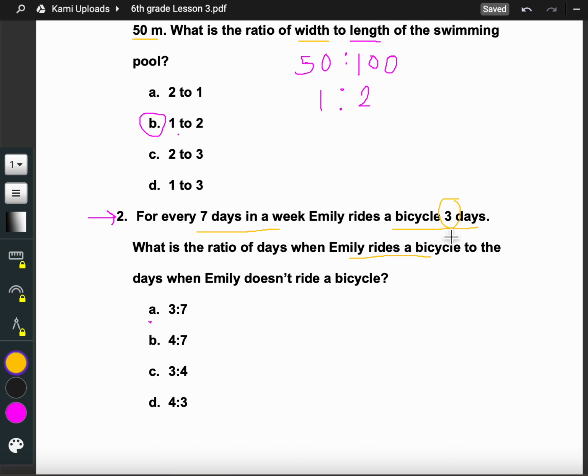So 7 minus 3, so 4. So this would be 4. And we would write it the days she does to the days she doesn't. So 3 to 4. So C would be the answer for this.